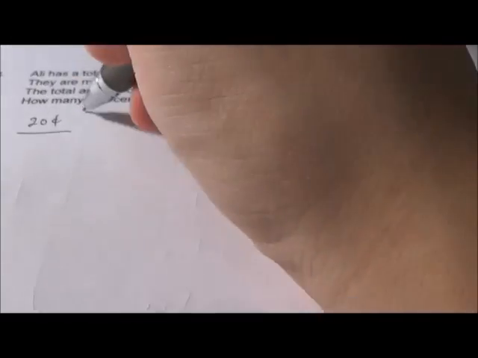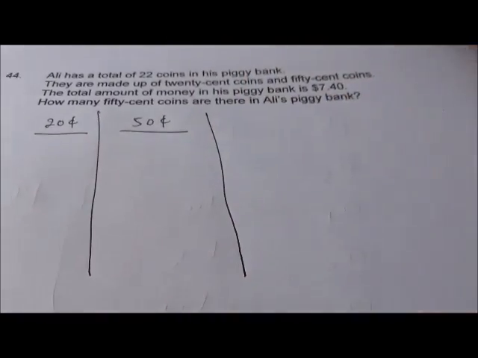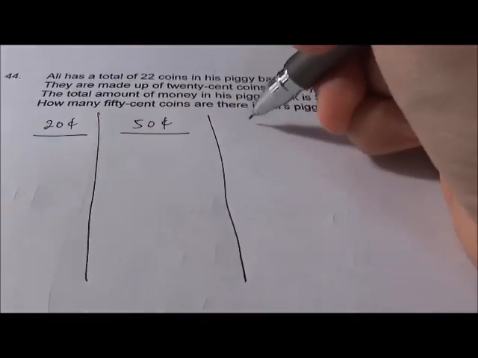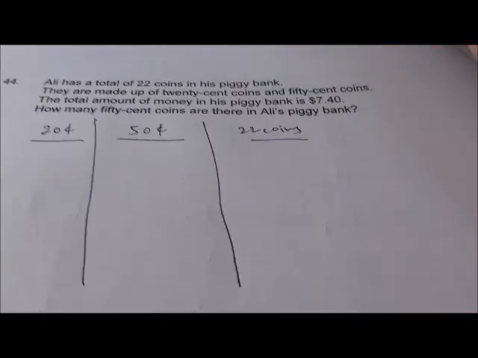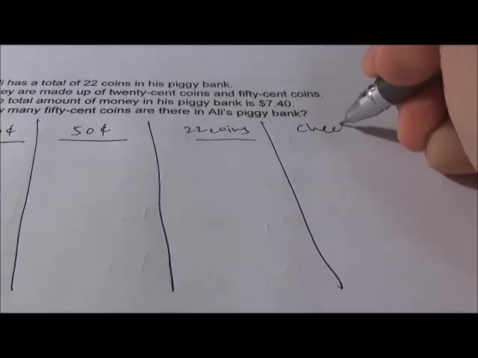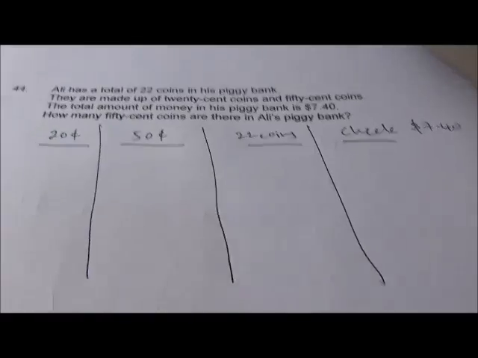So there are two different types. You have your 20 cent coins. You also have your 50 cent coins. Okay, the number of 20 cent and 50 cent coins must add up to 22 coins. And we have a check box. And for your check, you need to reach $7.40. Okay, let's take a look.